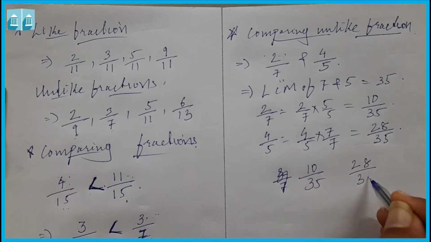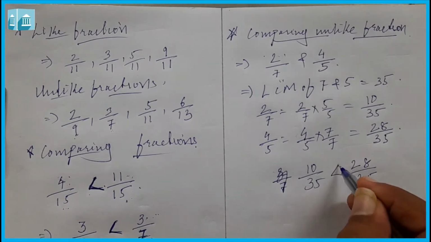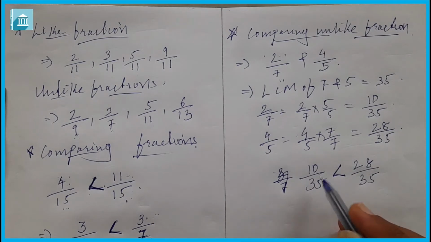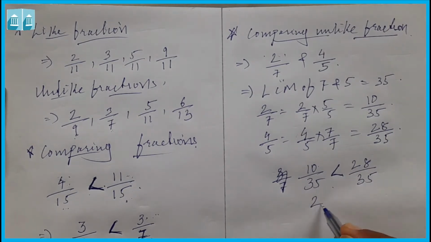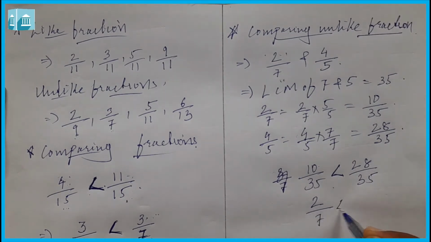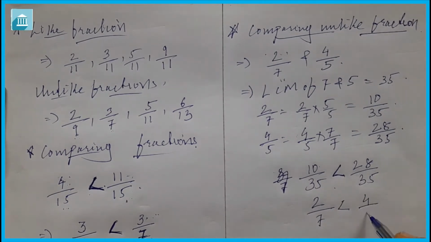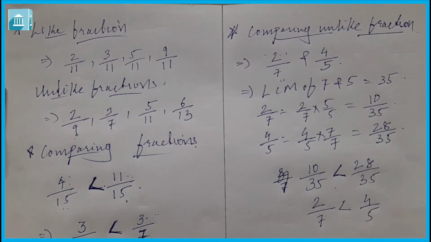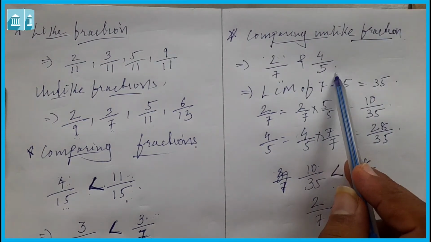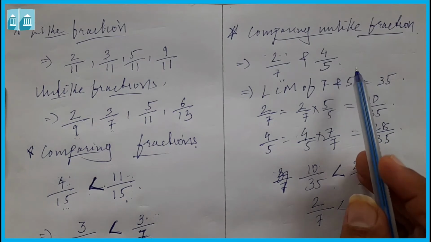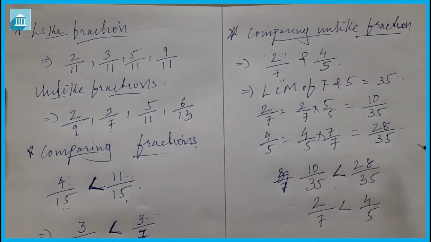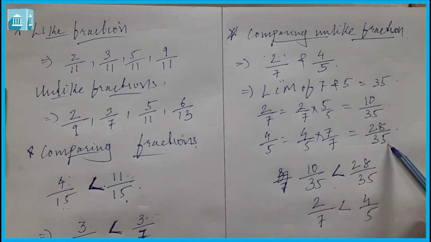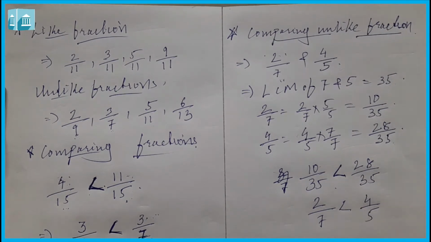Now we can easily compare 2 by 7, or you can say 10 by 35, and 28 by 35. So 28 by 35 is greater than 10 by 35, or you can say 10 by 35 is less than 28 by 35. So we can say that 2 by 7 is less than 4 by 5. So in this way we can compare unlike fractions. Unlike fractions means those whose denominators are different. First we have to find the LCM, then we have to convert them like this so that their denominators become the same. Then we can easily compare them.